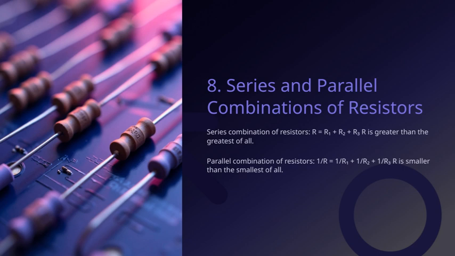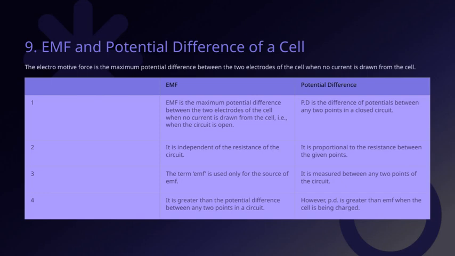applications. Let's take a closer look at the electromotive force, or EMF, which is essentially the maximum potential difference between the two electrodes of a cell when no current is being drawn. This means that when the circuit is open and no current flows, the EMF represents the highest possible voltage the cell can produce. Now, moving to the key points, EMF is independent of the resistance in the circuit. So, whether the circuit has high or low resistance doesn't affect the EMF itself. It's a property inherent to the cell.